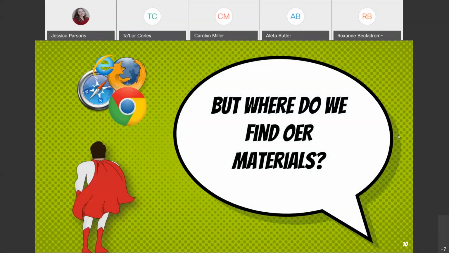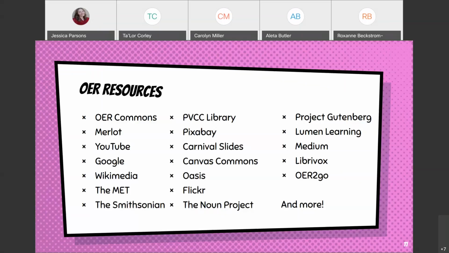So when we talk about where we are going to find materials, that's something that Alita is going to help us answer. Take it away, Alita. Awesome. So open educational resources can be found from a variety of sources. Sites like OER Commons, Merlot, and Lumen Learning are full of materials, from videos to slides to articles, or even full textbooks and courses. They have been built and released for anyone to use or share.